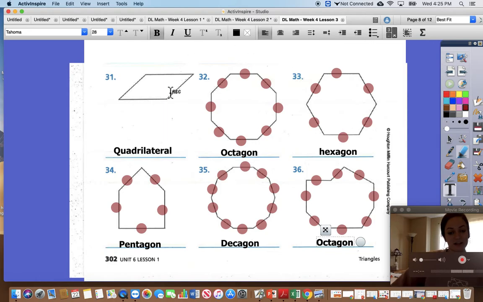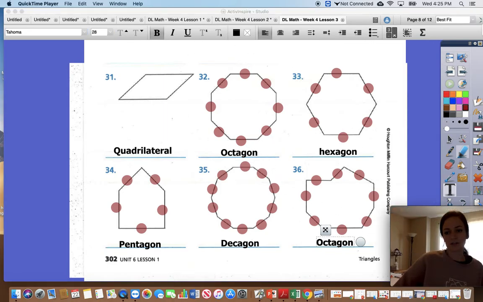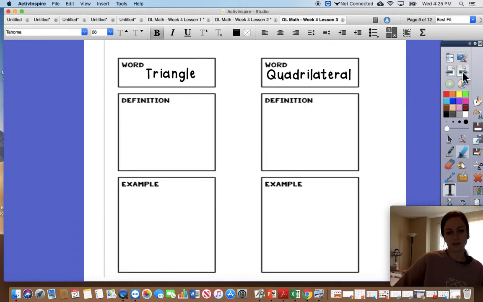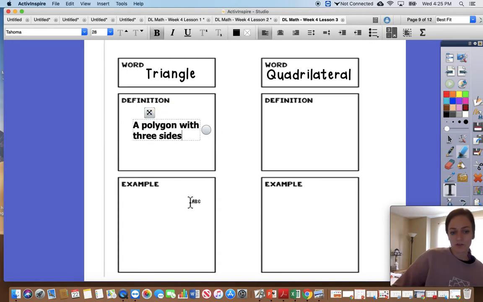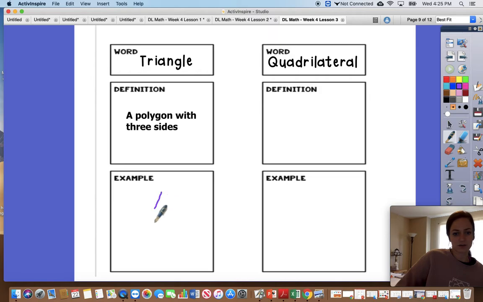All right, so we labeled it. Now we're going to fill in our vocabulary book. So you should have your vocabulary book and a pencil with you. Let's do a triangle first. A triangle is a polygon with 3 sides. Okay, so then you're going to go ahead and just draw me some examples of some triangles. And we learned about those in the last lesson.